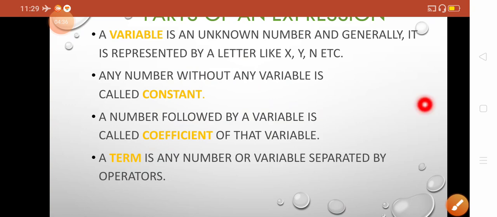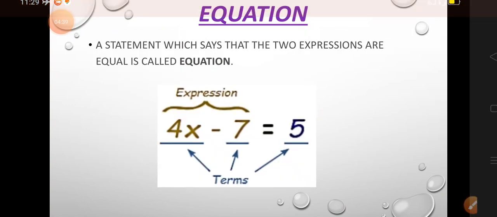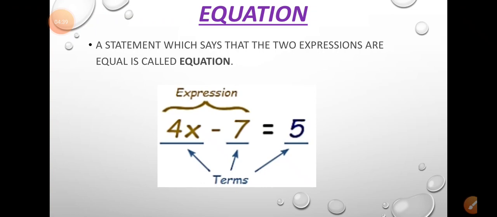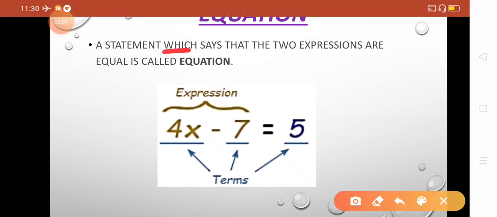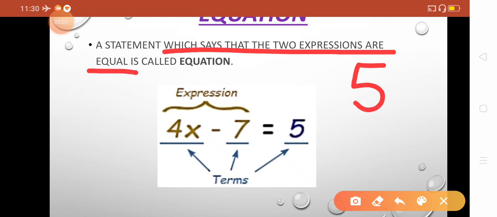Clear? Now the next definition is equation. What is an equation? The word equation comes from the word equate, equal. So in an equation both sides are equal, the left hand side and the right hand side. Any statement which says that two expressions are equal, we call it an equation. As we know, 5 is also an expression because here only the constant is there.